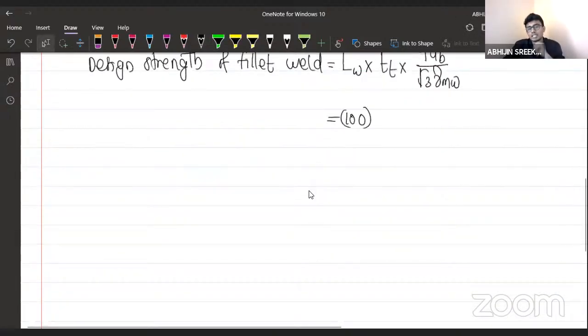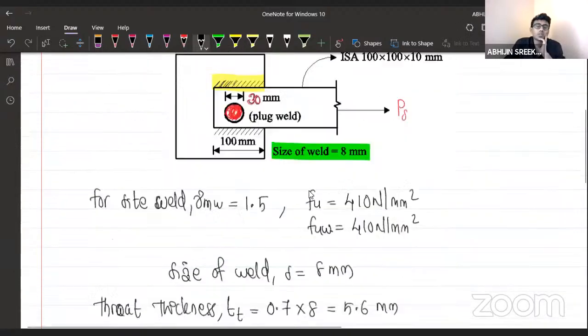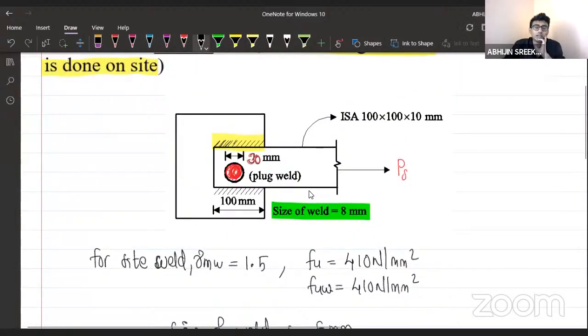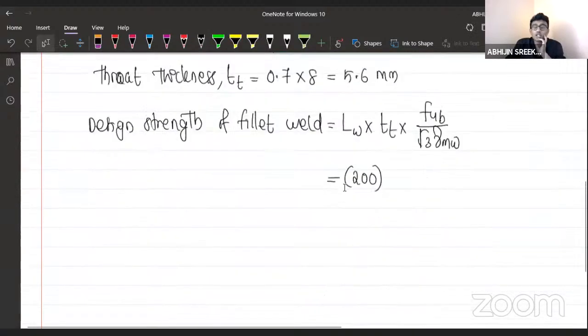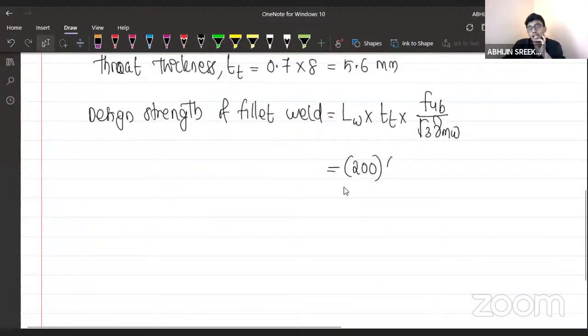How many of you wrote the length of the weld as 100 mm? Anyone? No, very good. So length of the weld here is not 100 mm. The length of the weld here is 200 mm. Why is it 200 mm? The fillet weld is provided here and here as well, right? So length of the weld here is 200 mm, not 100 mm. And thickness of the throat is 5.6 mm.